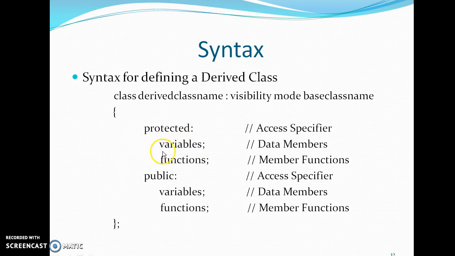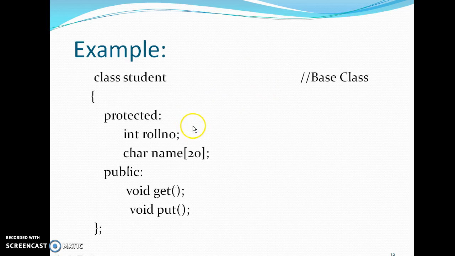Other things are variables and functions, which are defined under the protected access specifier as well as under the public specifier. As the syntax tells, close the curly bracket and give a semicolon at the end. So this is the syntax for deriving a new class. Let us see one example for this.